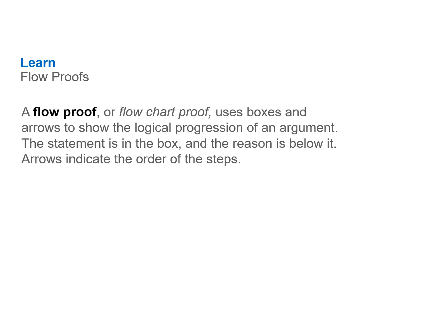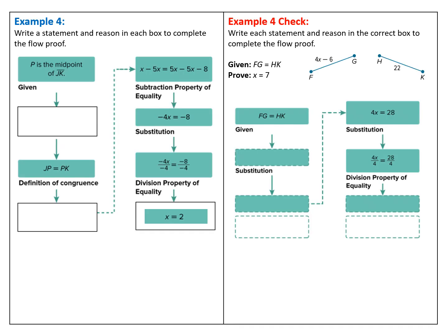Now we're going to look at a flow proof, or a flow chart proof. It uses boxes and arrows to show the logical progression of an argument. The statement is in the box and the reason is below it. Arrows indicate the order of the steps. So it says, Example 4, write the statement and reason in each box to complete the flow proof. P is the midpoint of line segment JK. Guys, I realize that the diagram is not listed here, but you have it on your paper.